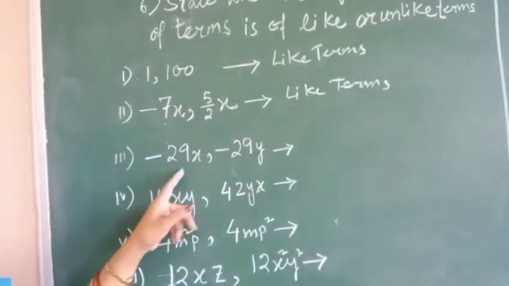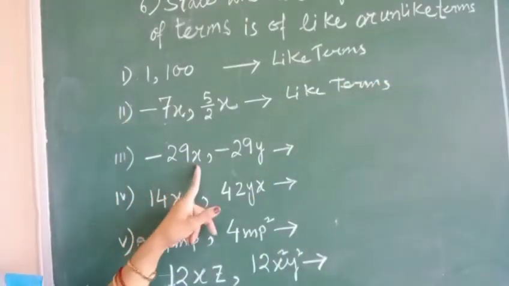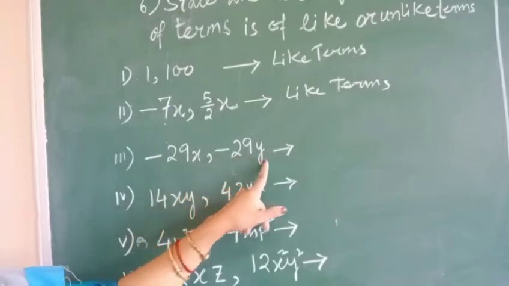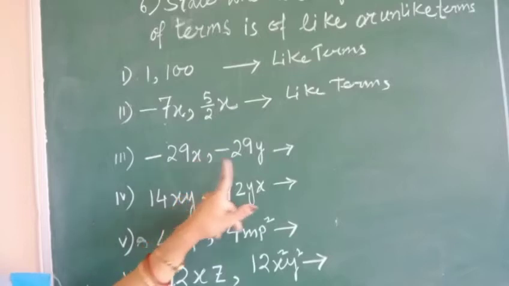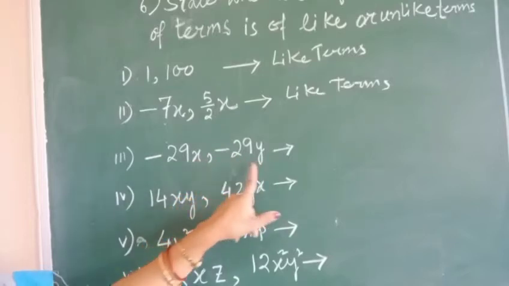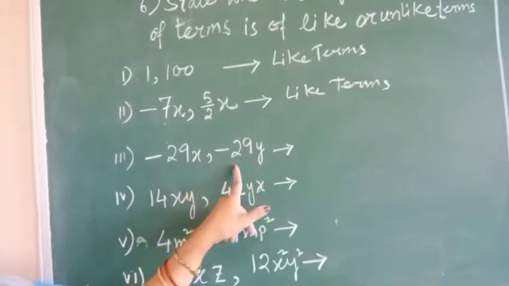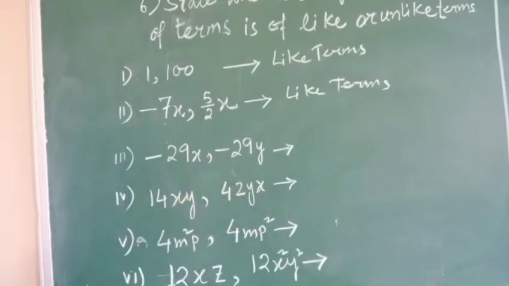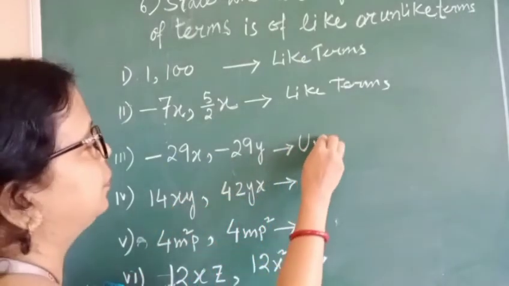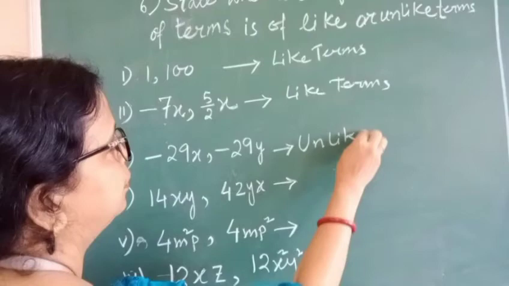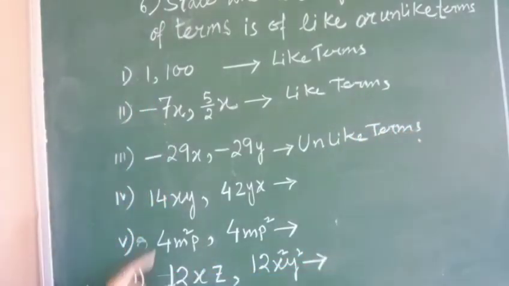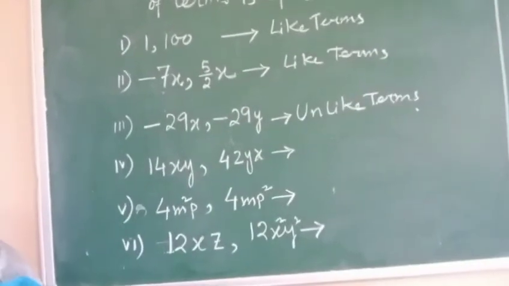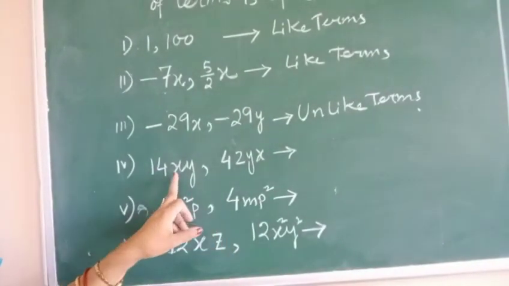Come to this sum, minus 29x, comma minus 29y. See, the variables are not same. One is x, another is y. So you will not consider these two terms as like terms. So they are unlike terms. Come to this sum, very important, and try to understand it.